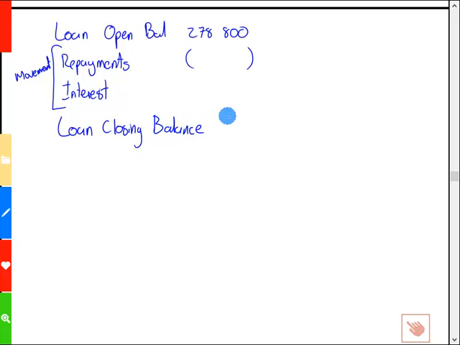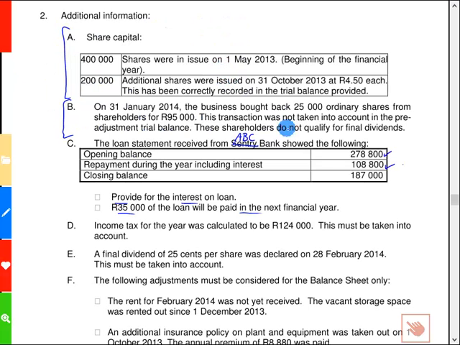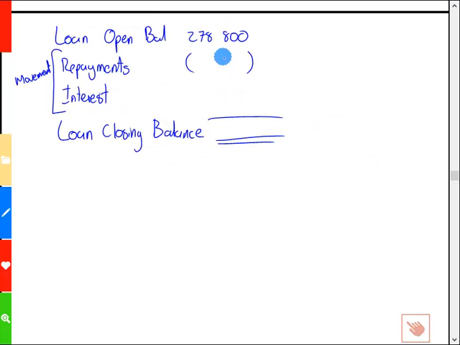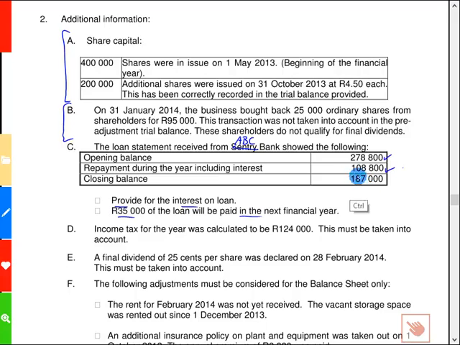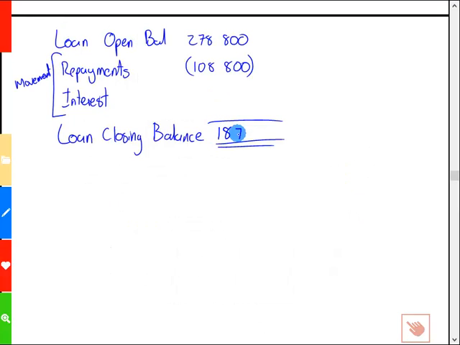Right. Then we're told that our net repayments is 108,800. So that's going to decrease the amount that we owe. And our closing balance is 187,000. All right. So now our question is, what is our interest? And a simple balancing figure that you need to calculate. So simple mathematics.